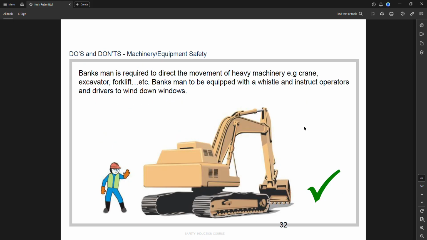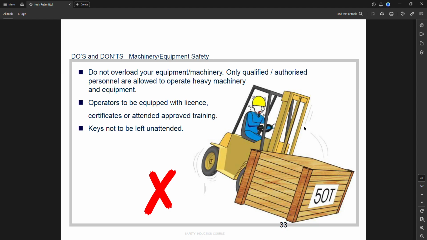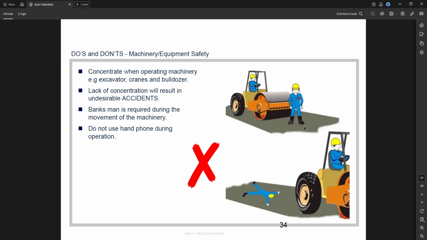Now we come to machinery and equipment safety. A banksman is required when directing the movement of heavy vehicles. For machinery like forklifts, do not overload your equipment or machinery. Only qualified persons are allowed to operate heavy machinery and equipment. You can see this picture. Please concentrate when you operate machinery like excavators, cranes, and this.